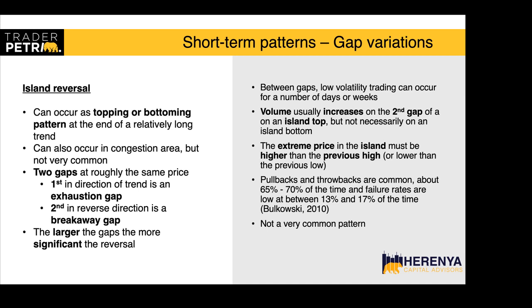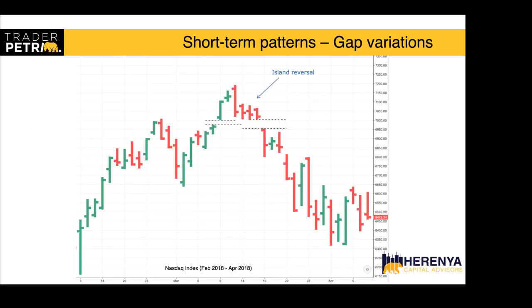Pullbacks and throwbacks are very common. They happen around 65 to 70% of the time, but failure rates are relatively low at 13 to 17% of the time. So they work very well, although they're very likely to try and squeeze you out, even if you have read the situation right, and they're unfortunately just not very common. But we know that they work most of the time.